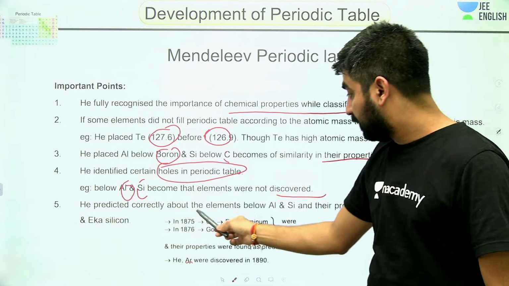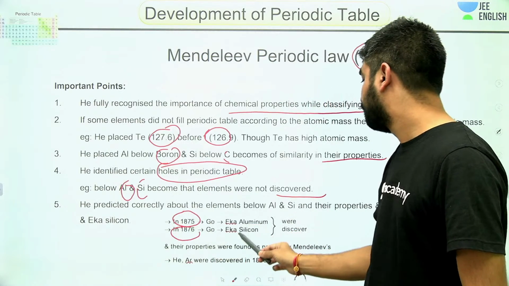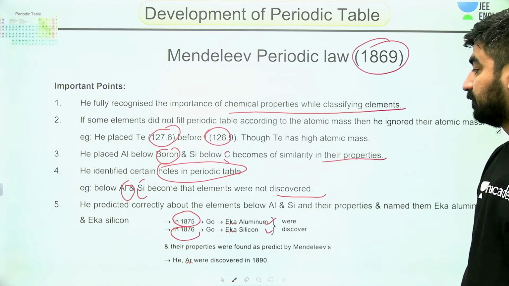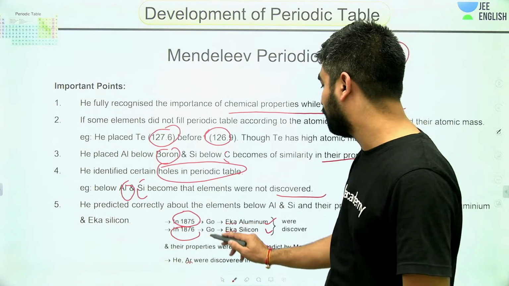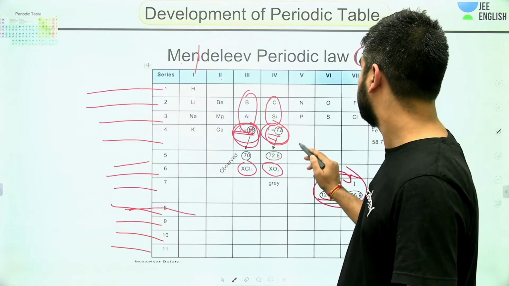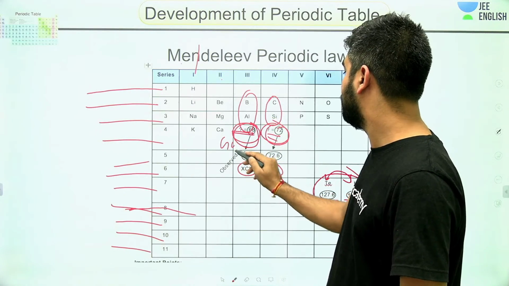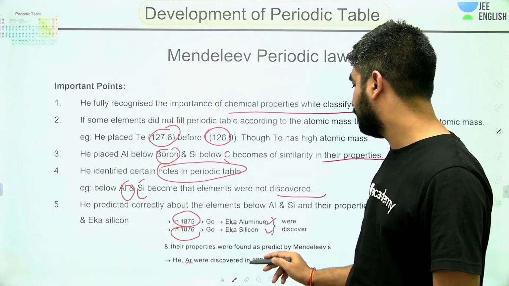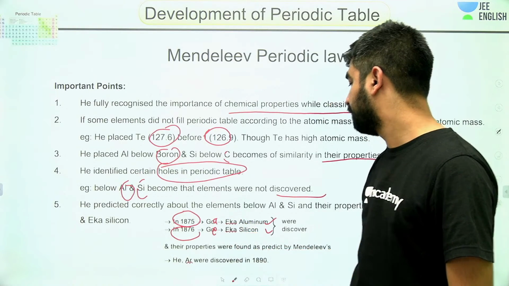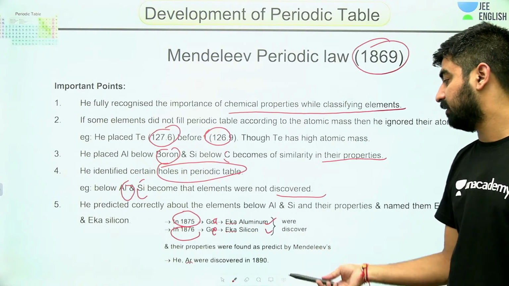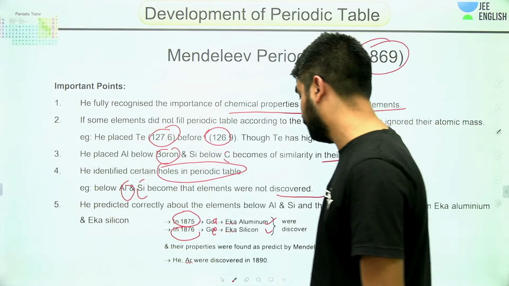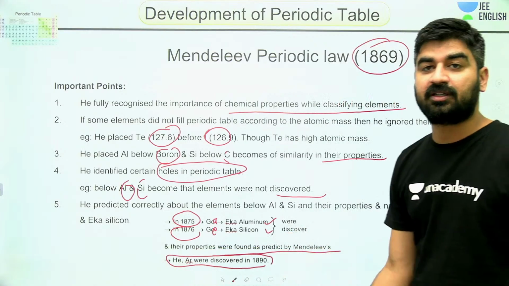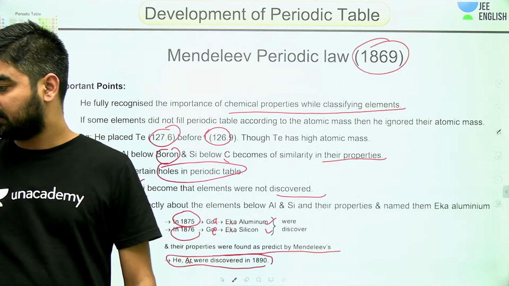Then in 1875 and 1876 these elements were discovered, Eka-aluminium and Eka-silicon. Got it, guys? Actually this is GA and GE, gallium and germanium. So germanium we call Eka-silicon, and gallium we call Eka-aluminium. Their properties were found as predicted by Mendeleev. Helium and argon were discovered in 1890. Got it, guys?